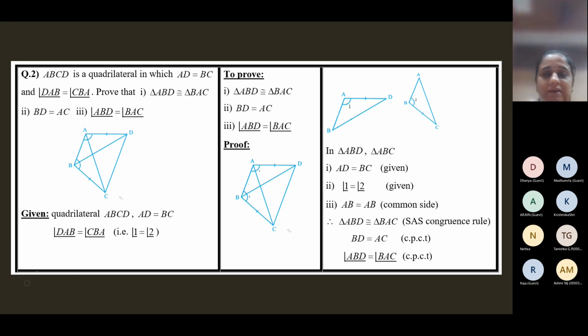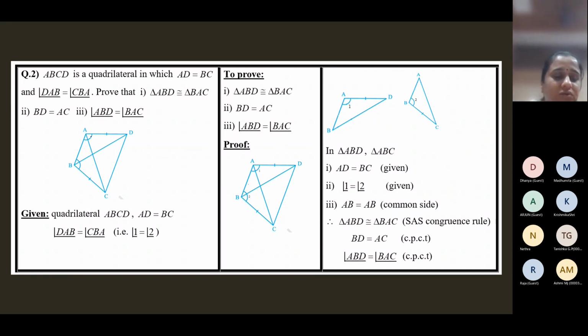So which is ABD? I've taken it out separately from the figure. This is ABD. And then BAC, this piece, I've taken it out here. So you can see the two triangles separately here. You need to show that these two triangles are congruent to each other.